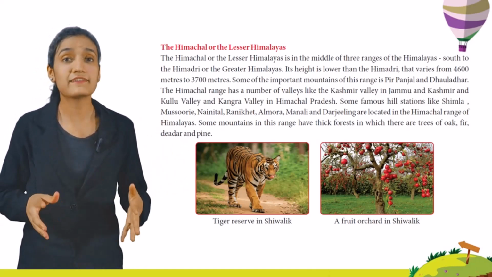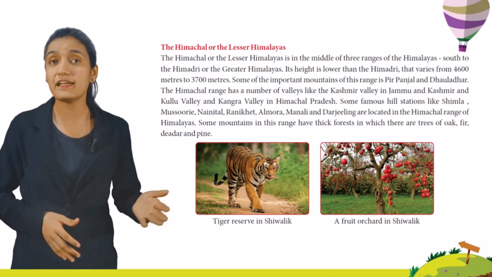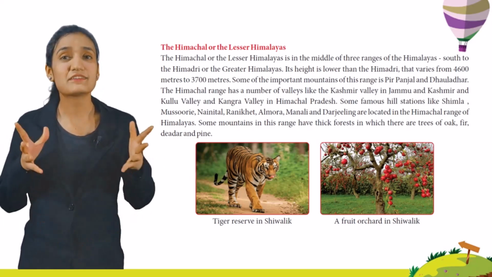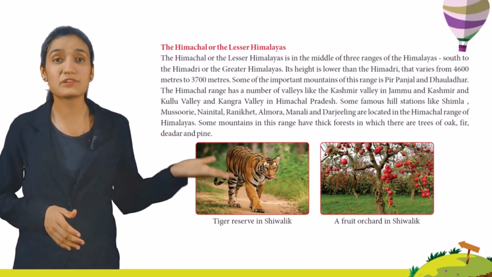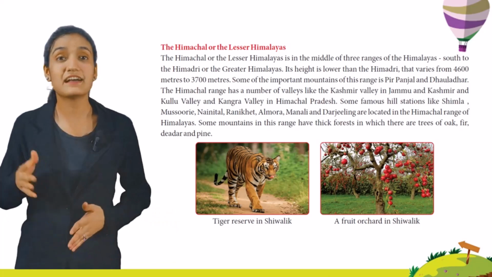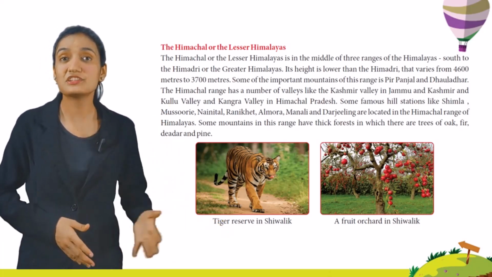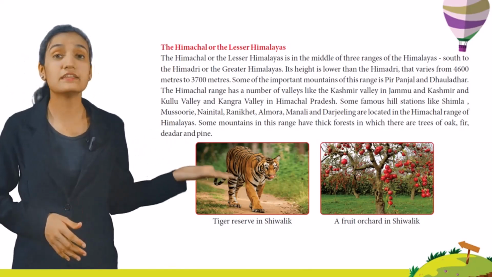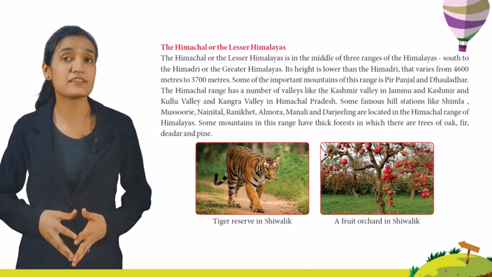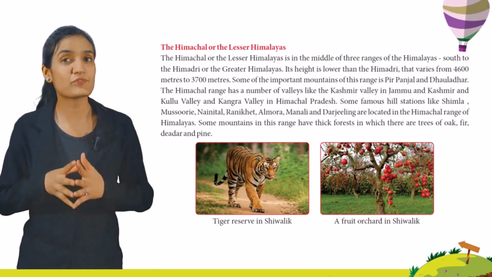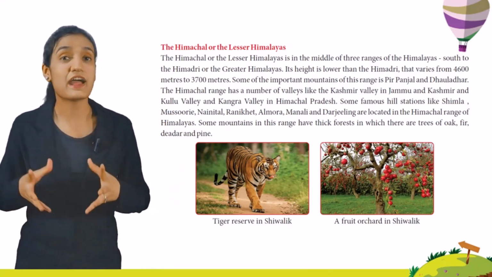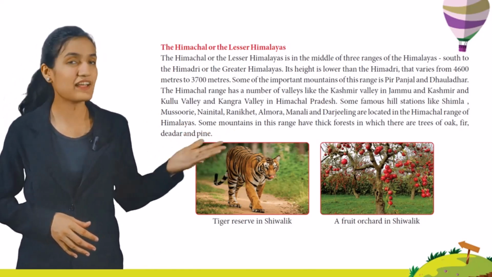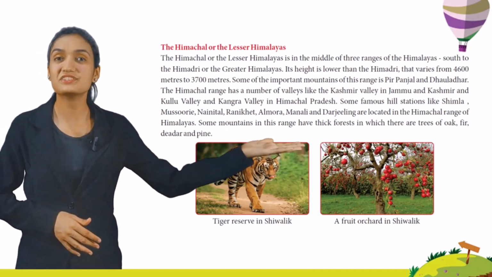The Himachal range has a number of valleys like the Kashmir Valley in Jammu and Kashmir and Kangra Valley in Himachal Pradesh. Some famous hill stations like Shimla, Mussoorie, Nainital, Ranikhet, Almora, Manali and Darjeeling are located in the Himachal range of Himalayas. Some mountains in this range have thick forests in which there are trees of oak, fir, deodar and pine. Here you can see the pictures of a Tiger Reserve in Shivalik, a fruit orchard in Shivalik.